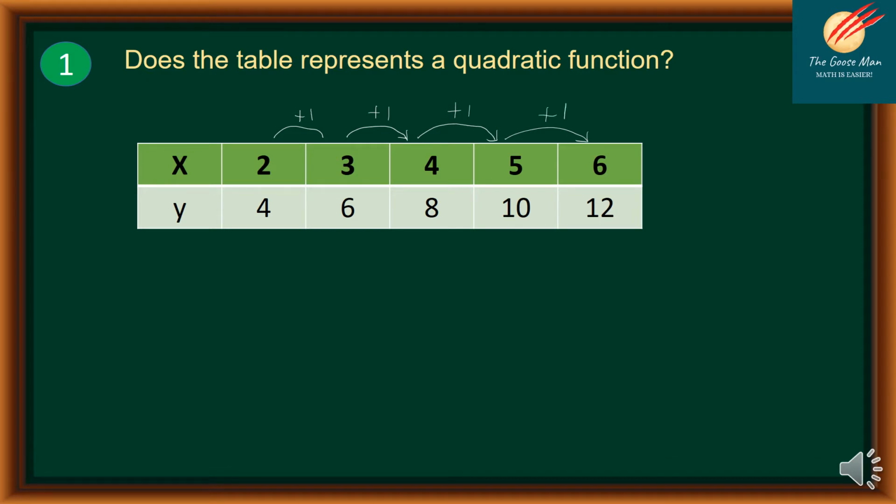On the values of y, if we observe, 4 plus 2 will give us 6. Similarly, 6 plus 2 will give us 8. Let's continue. So 8 plus 2 will give us 10. And 10 plus 2 will give us 12. So we have the same differences for x and then the same differences on y. So we can say that this is a linear function.